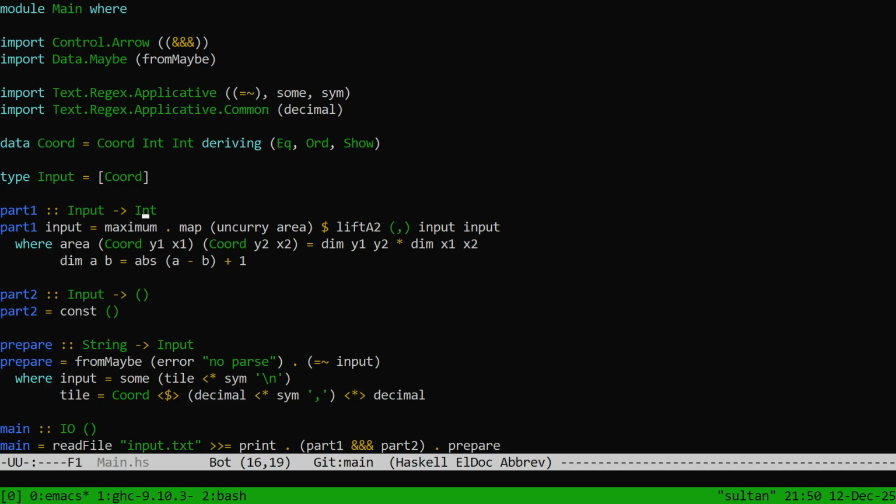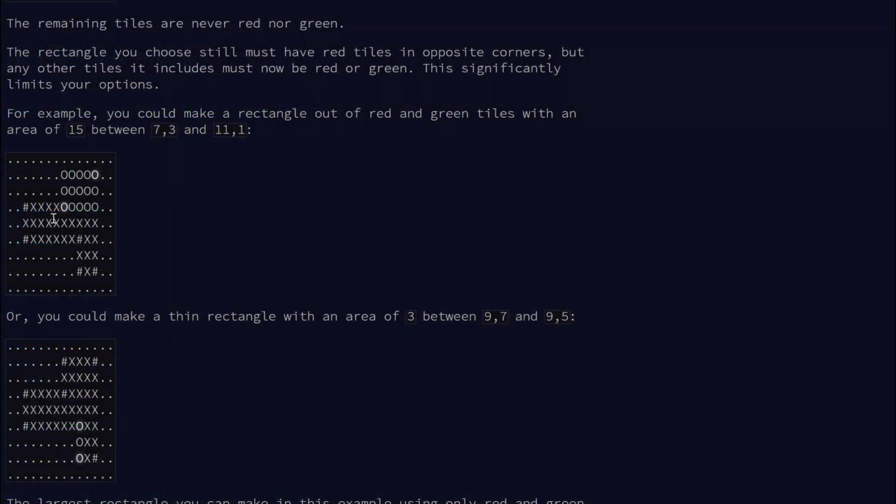So I realized that the idea I had for over-engineering part 1 would actually still be useful. If I had a map that stored for every coordinate what color the tile is, red, green, or nothing, then I could still go over all the corners of the map, all the red tiles, each pair of red tiles. Let's say I was thinking about, I want to do something from here to here.